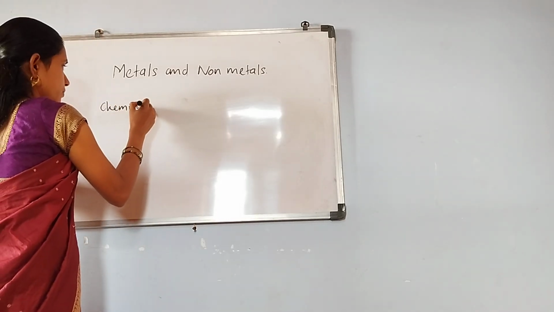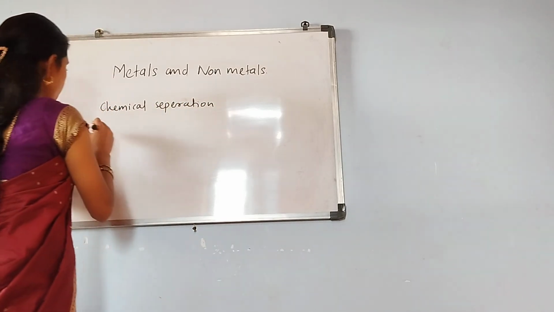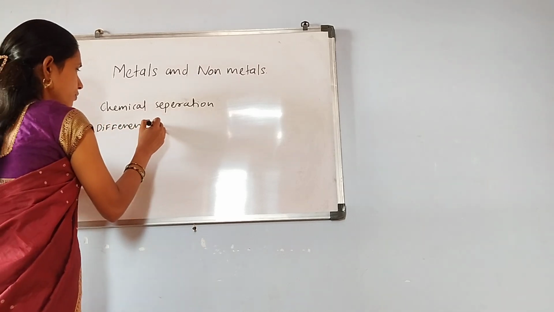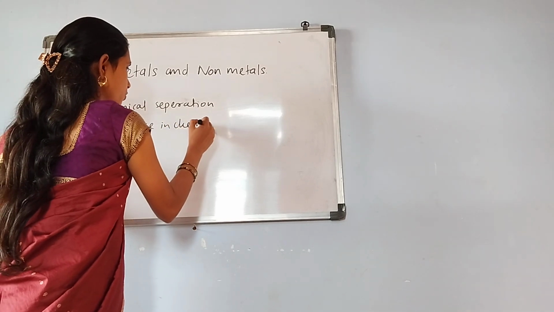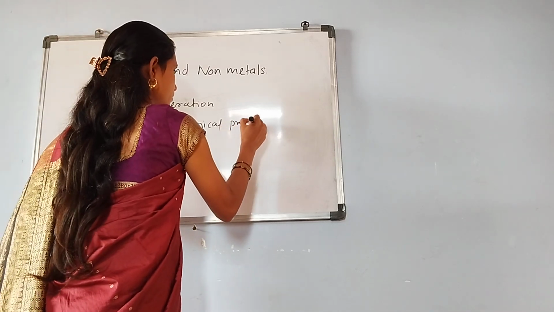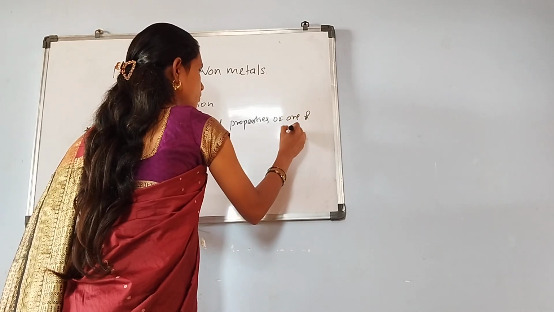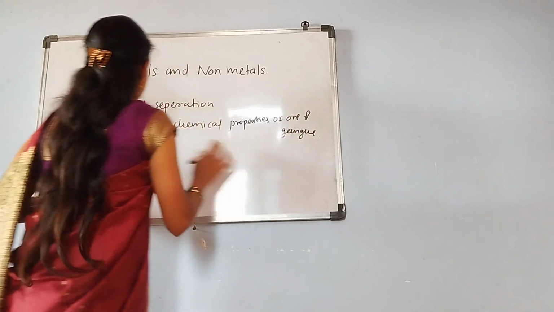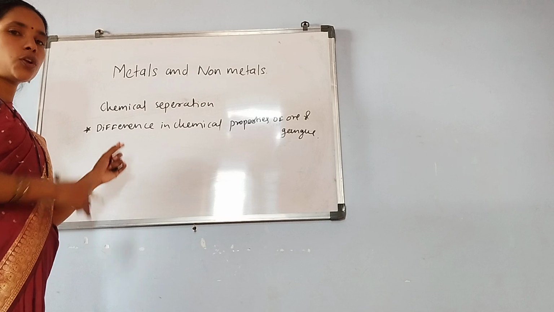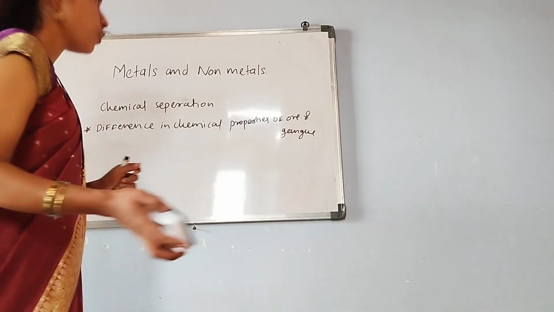Chemical separation. So what is the principle of this chemical separation? Difference in chemical properties of ore and gangue. Okay, so this is the basic principle of chemical separation. Now I am going to do a reaction, and along with that reaction, I will explain this chemical separation. We can take an example of bauxite ore.